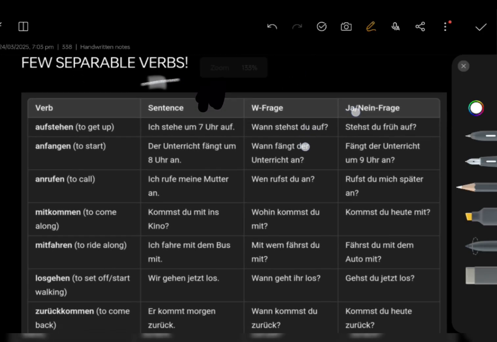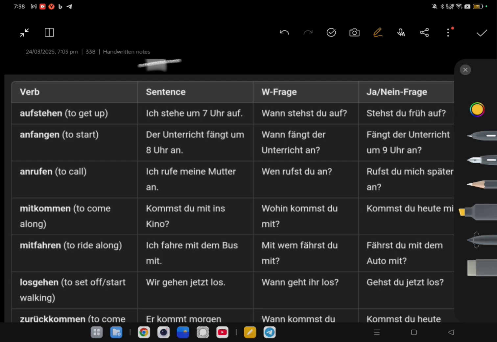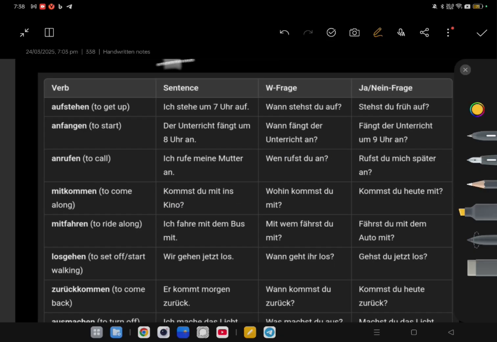Now, let us focus on some of the most important separable verbs one must know. At least for A1, you must be familiar with these. There are other verbs too, but let's look at these as of now. Aufstehen, which means to get up. Here we are looking at one sentence, one W-Frage and one Ja oder Nein Frage. Ich stehe 7 Uhr auf. I wake up at 7 o'clock. Now, W-Frage. Wann stehst du auf? When do you wake up?